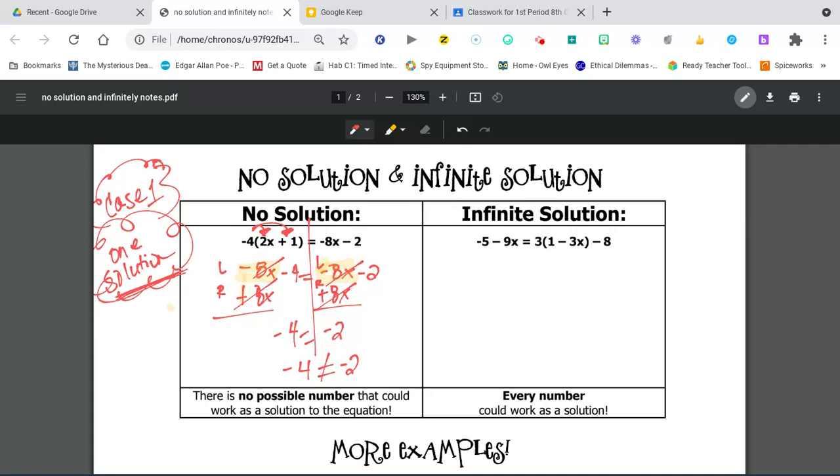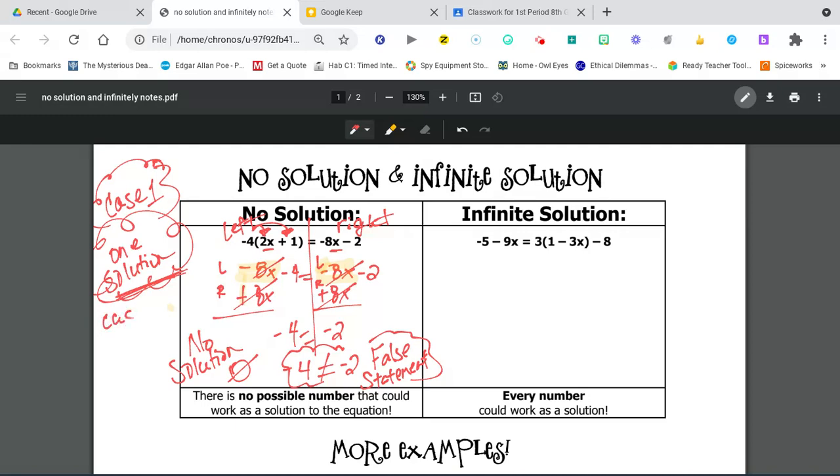There's no x value. Matter of fact, my x's cancel. And then the statement that I got was a false statement. Negative 4 does not equal negative 2. When your variable terms cancel on both sides and you end up with a false statement, we say there is no solution. In other words, there's no number you could put in for x that will make the left side of this equation equal to the right side of that equation. Now, sometimes instead of writing no solution out in words, we just do a circle with a slash through it. That also means no solution.